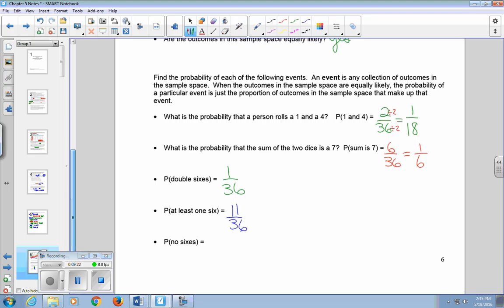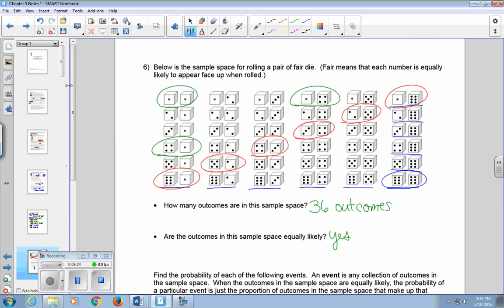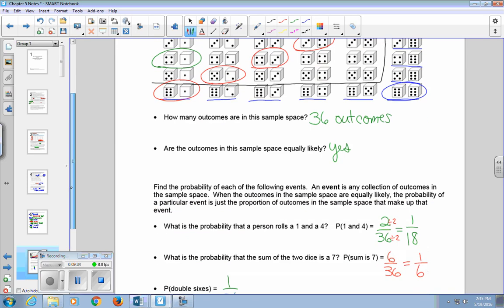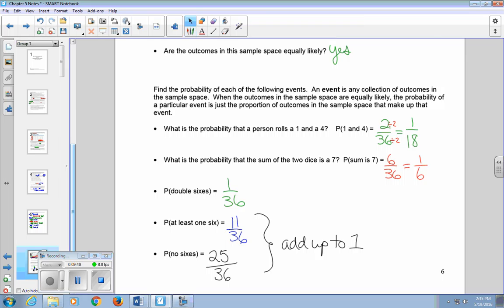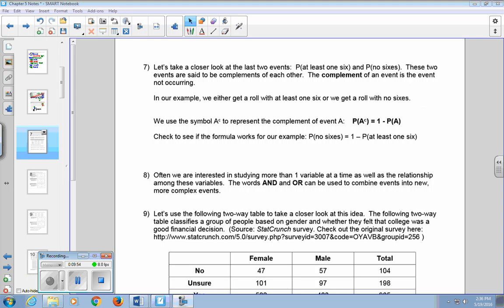Probability of no 6s, kind of the reverse of the other question. That's going to include all of these other outcomes. So from here on up, there should be 25 outcomes that include no 6s. Notice that these 2 probabilities add up to 1. In fact, they're called complements of each other, and we'll look at that in more detail in the next part. All right, number 7, let's take a closer look at the last 2 events.